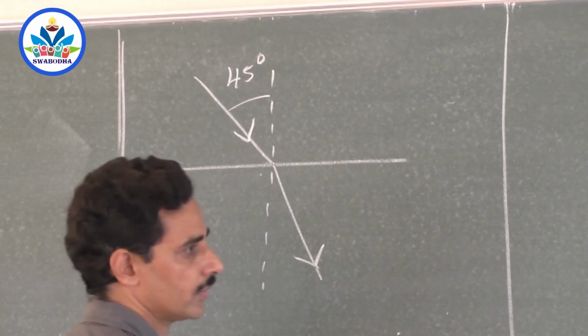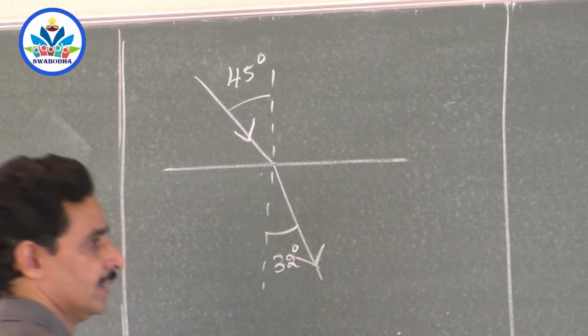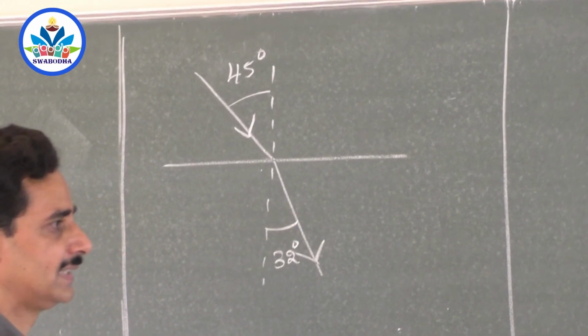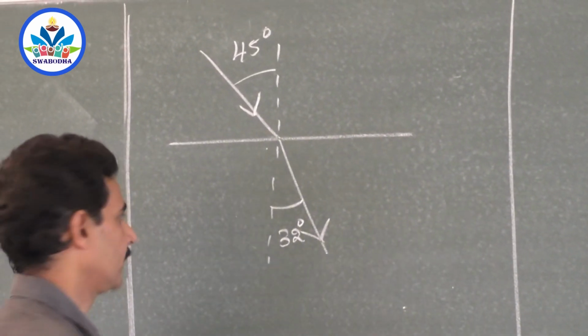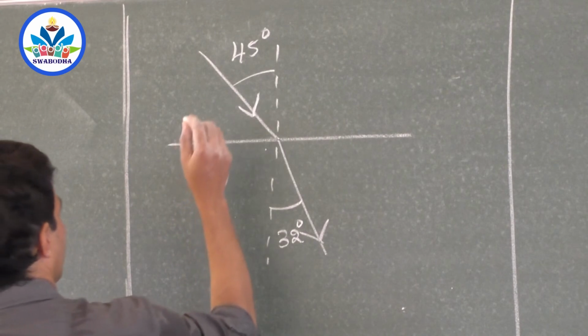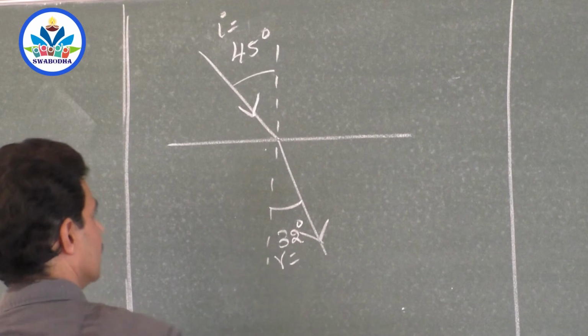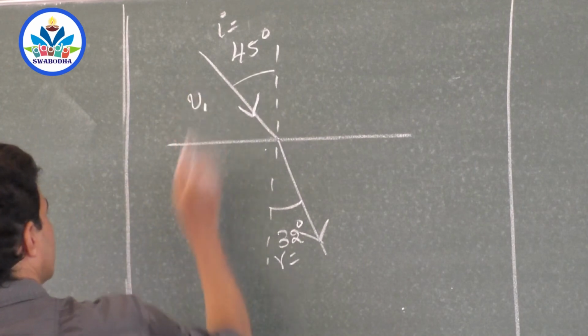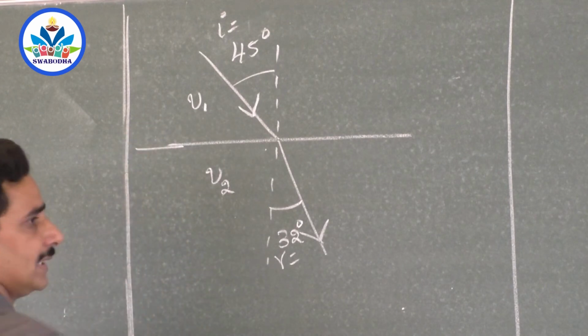Okay, and it undergoes refraction at 32 degrees. Then what is the speed of light in the liquid? Now you can connect all the things related to this problem. This is I, this is R, the speed of light in this medium is V1, this is V2, and the refractive indices are not given.